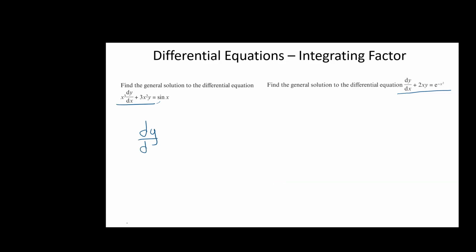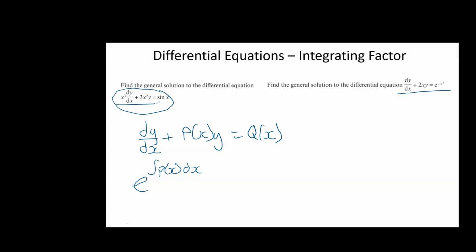dy by dx plus p of x times y equals q of x. If that's what we've got, dy by dx plus a function of x times y equals a different function of x, what we're going to do is times every term by e to the power of the integral of p of x dx. And if we do that, it should put us into this situation where we can do a product rule. We can reverse the product rule to simplify the situation.